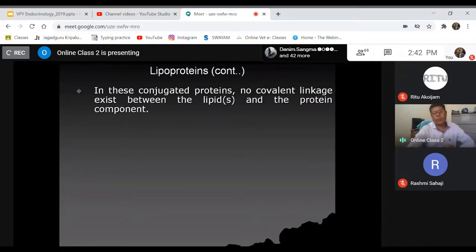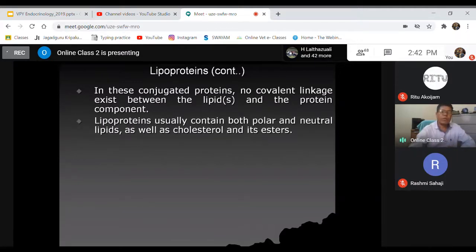In these conjugated proteins, no covalent linkage exists between the lipids and the protein component. Lipoproteins usually contain both polar and neutral lipids, as well as cholesterol and its esters. Some amount of cholesterol and its esters may also be present.